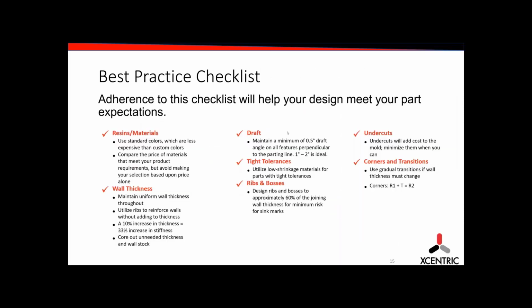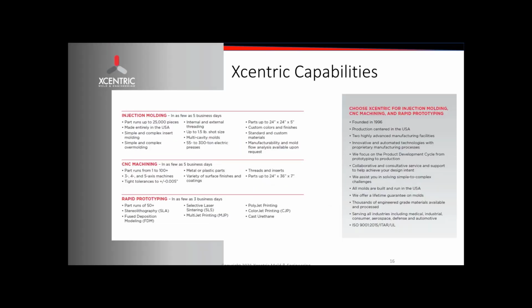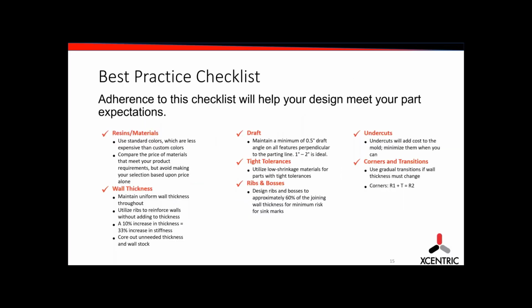Two questions about sink. The first one is just an understanding of sink. Is sink when you can see it on the A side? Sink can be anywhere. It's a void in the part. As the material's cooling, if you have a thick section of plastic, that thick section is cooling at a slower rate than the thinner areas. What's happening is the material's pulling away from itself. It may look like a bubble or sink, but it's actually material. It's just a void in the part.